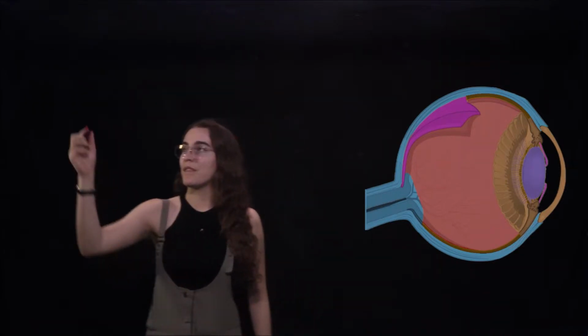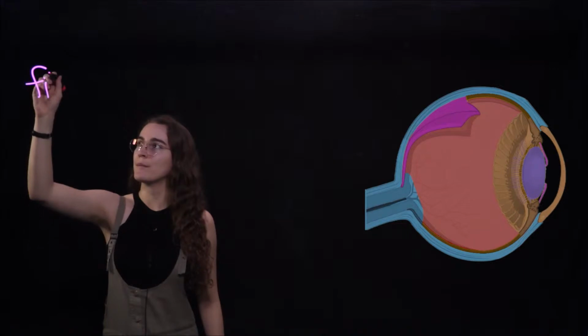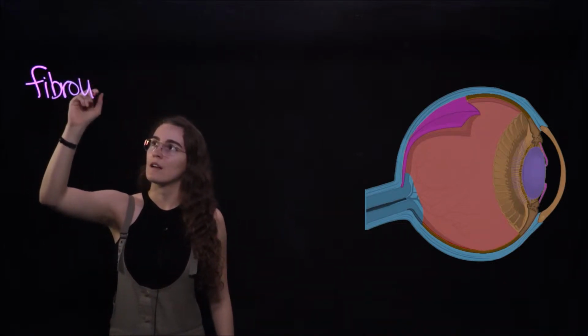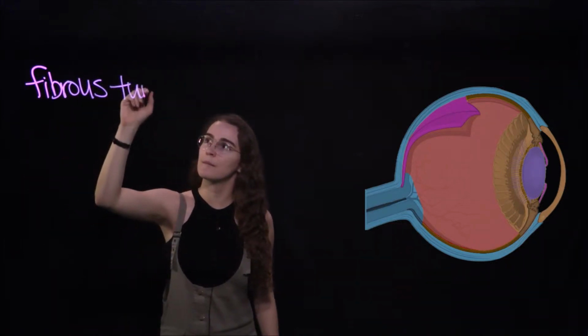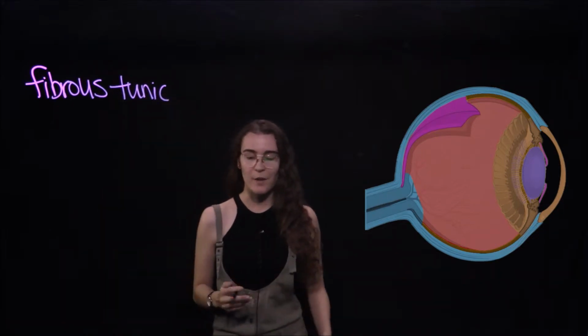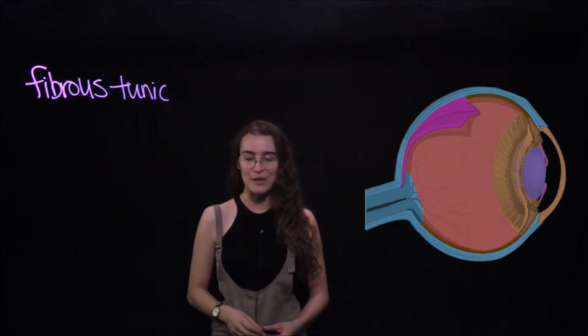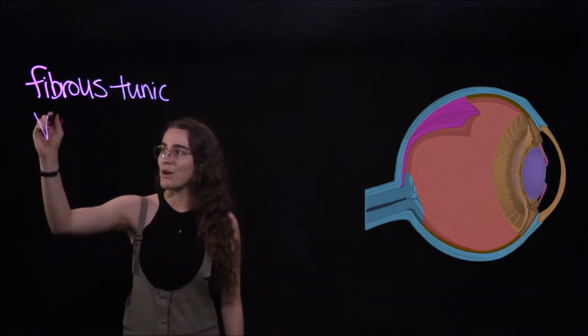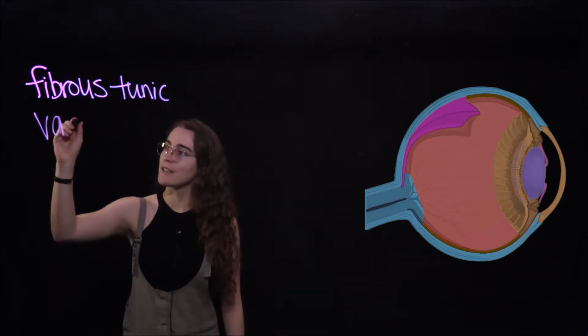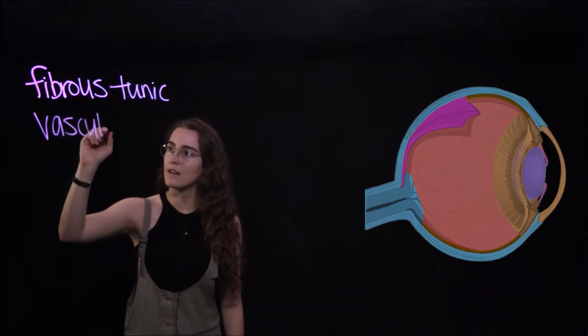All right, we'll begin with an overview of the eye and some key parts. So first of all, there are three main layers of the eye. We'll begin with the fibrous tunic. Now, this is a layer made of connective tissue, including the cornea and the sclera, and this supports the eye. Next, we have the vascular tunic, including the iris, ciliary body, and choroid.